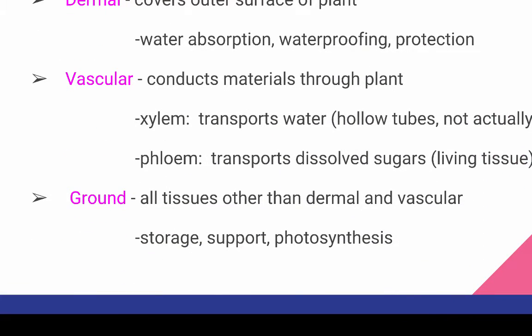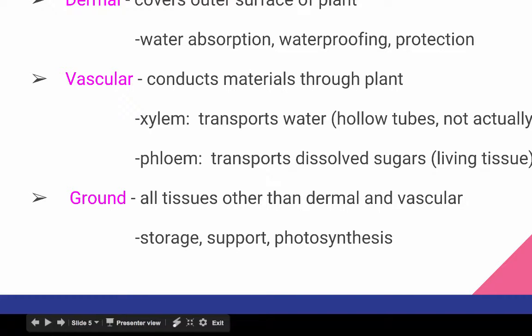Plants also have tissues and organization within their structures. So in plants there are three tissues. They're kind of analogous to the human body tissues. You have dermal tissues. Those cover the outer surface of the plant, so you can kind of link that to like the epidermal tissue in our bodies. That dermal tissue is important for water absorption, for waterproofing of the plant to prevent water vapor from escaping, for protection for the inner tissues of the plant itself.